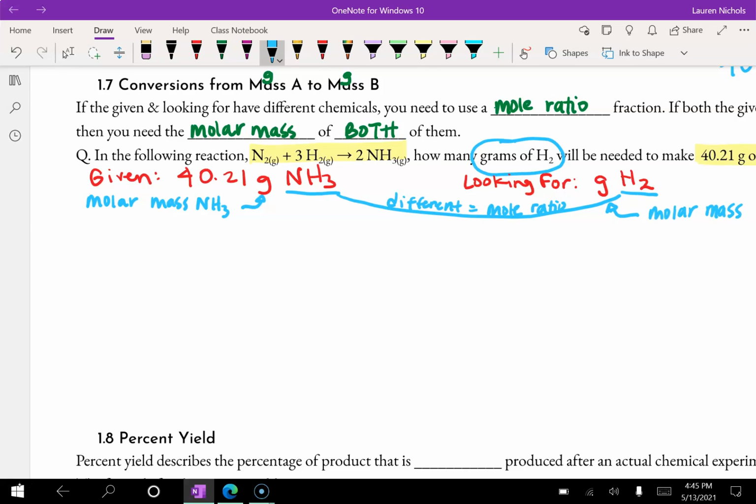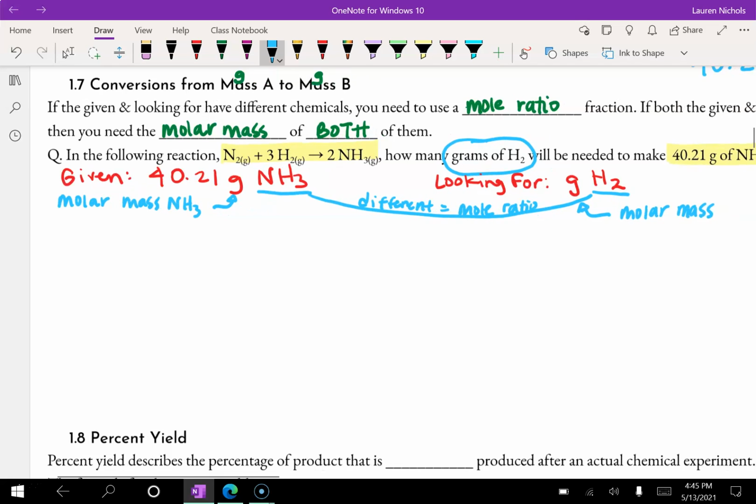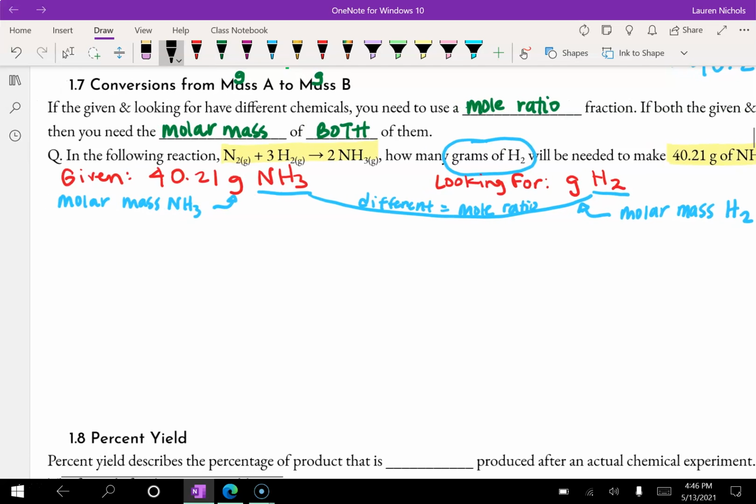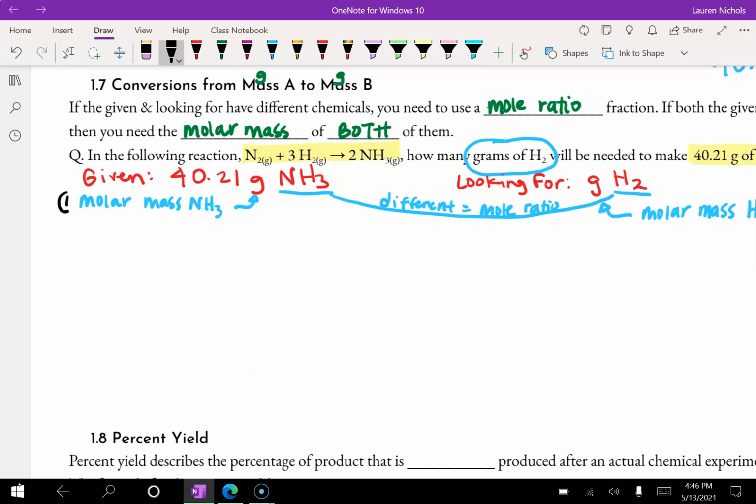You might be saying, but I already am doing molar mass. Well, you're doing the molar mass of NH3. We're also going to need the molar mass of H2. So this tells me that my T-chart is going to require 3 fractions. 1, 2, 3 different fractions. So our first step is to write them out. Because remember, if you write out all of your fractions at the beginning, plugging them into your T-chart is a lot easier, and it also shows your teacher that you know what you're doing.